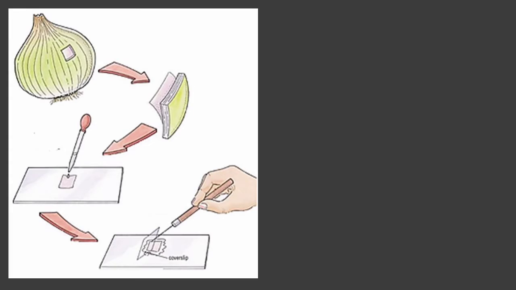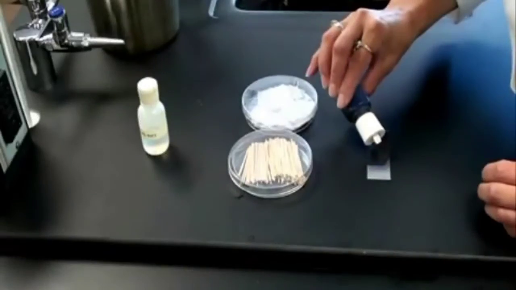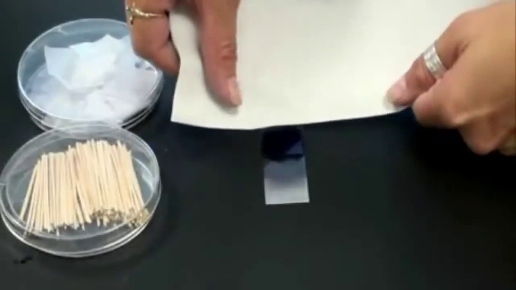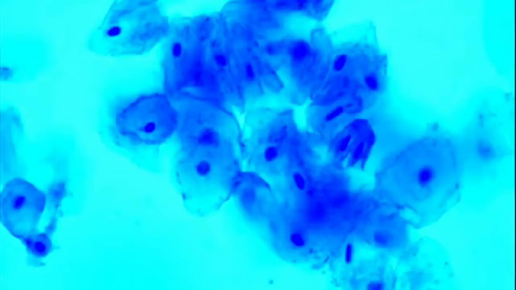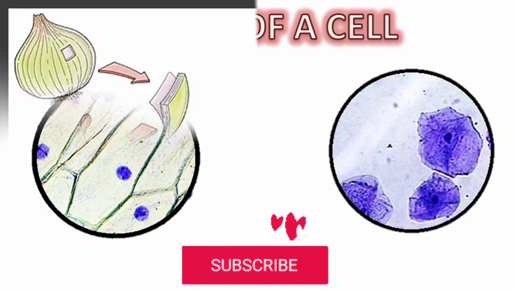In order to take the human cheek cell, gently scrape the inside of the cheek with the broad end of the toothpick, add 1 or 2 drops of methylene blue stain and cover it with cover slip. Similarly, keep this under the microscope. This is how the human cheek cell looks like when it is viewed through a compound microscope.